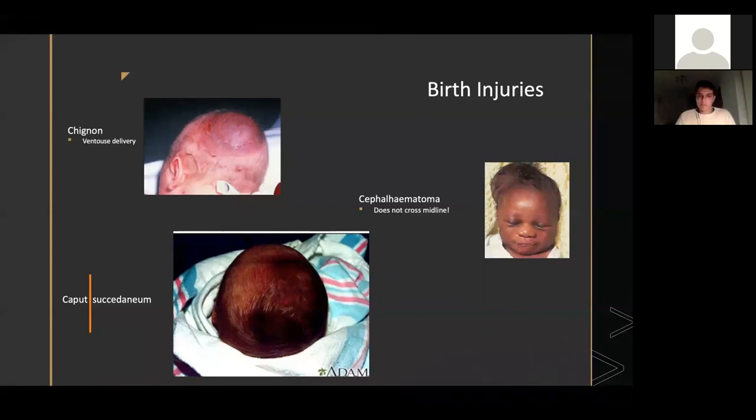this plane here, okay? Like if you gave the baby a middle parting, then it would be only on one side in cephalohematoma, and caput succedaneum is two words with a gap, and I just imagine it on both sides of the head, like crossing the midline. Well, that's quite a nice way of remembering it as well.